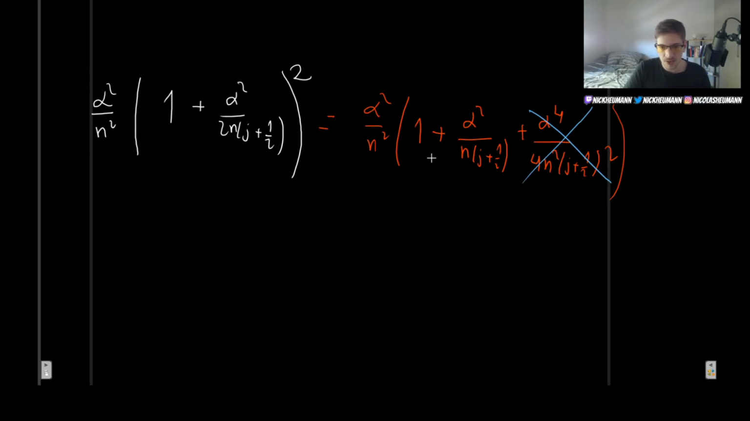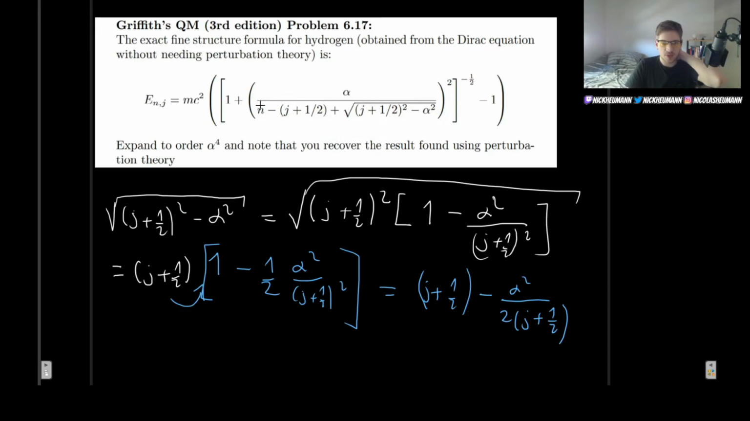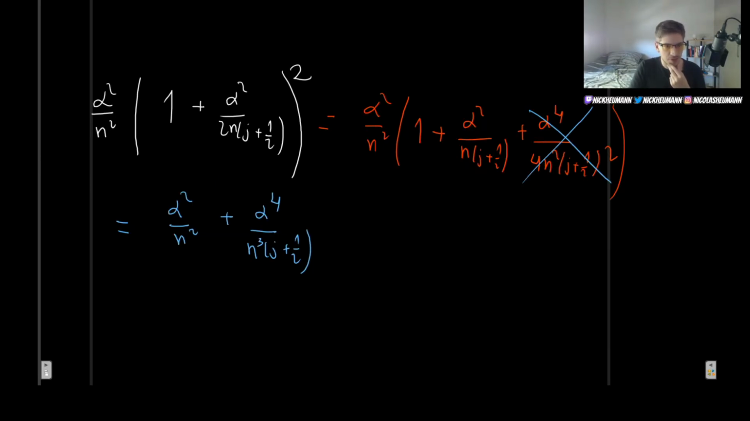All right, so let's now keep these two. So basically our result here is going to be alpha squared over n squared plus alpha to the 4th power over n cubed times (j plus 1/2). All right, so our entire huge beast that was this inner thing has now been reduced to what we just saw. So here's our result. This is what we have.